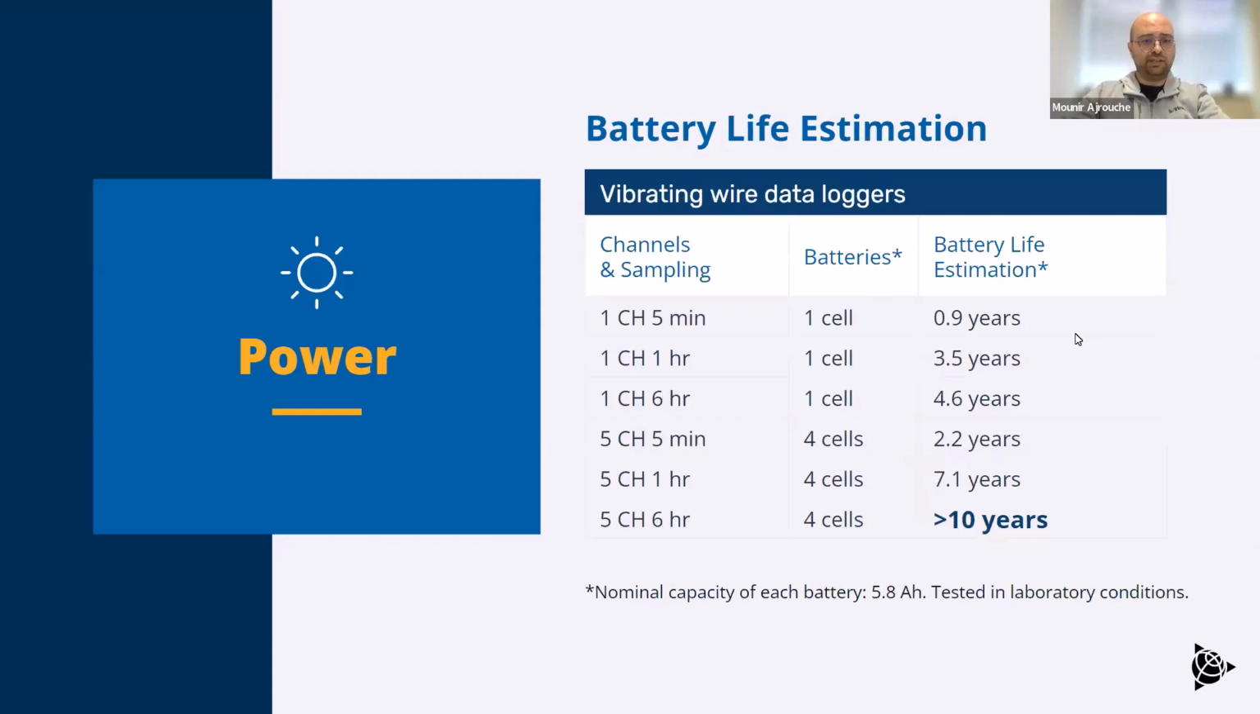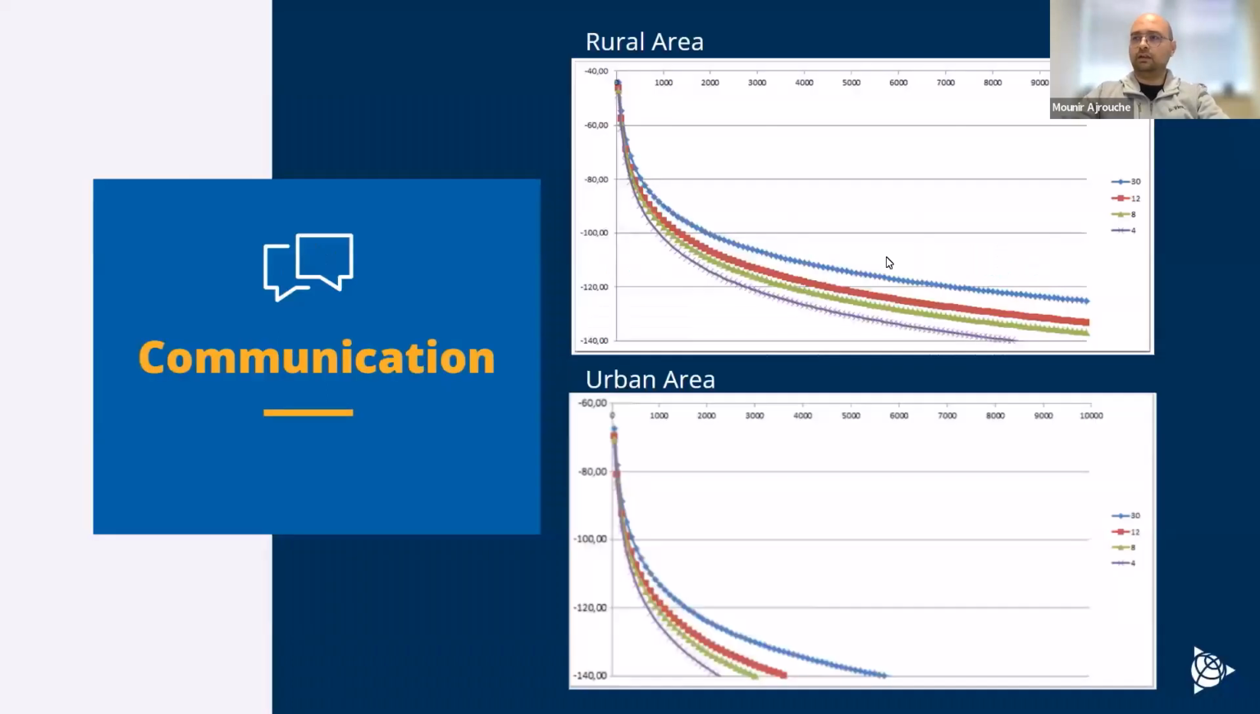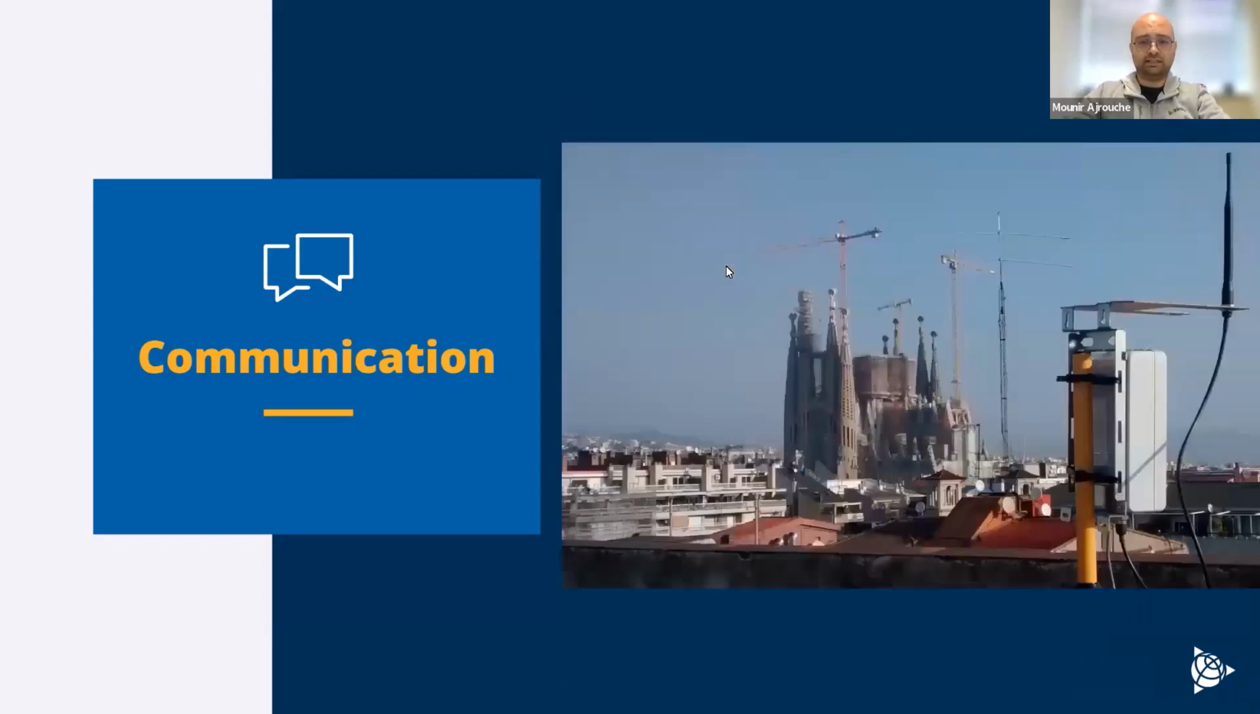Talking now about communication, as we see in those charts, we will have a longer communication range in a rural environment because we will have fewer obstacles, and at the same time, the range will be extended when the gateway is placed at a higher place. The next slide shows that the gateway is installed on the top of the building, to be sure the communication between the devices is pretty good.